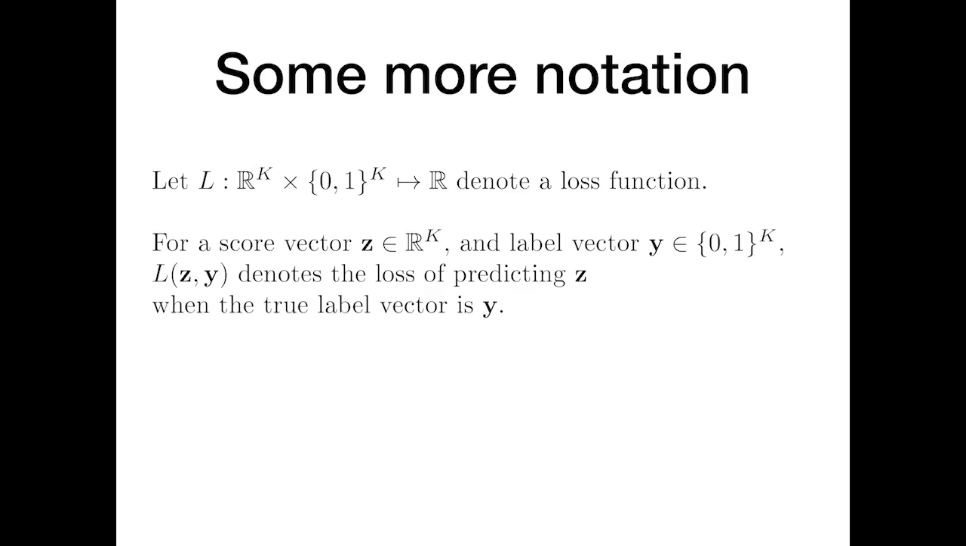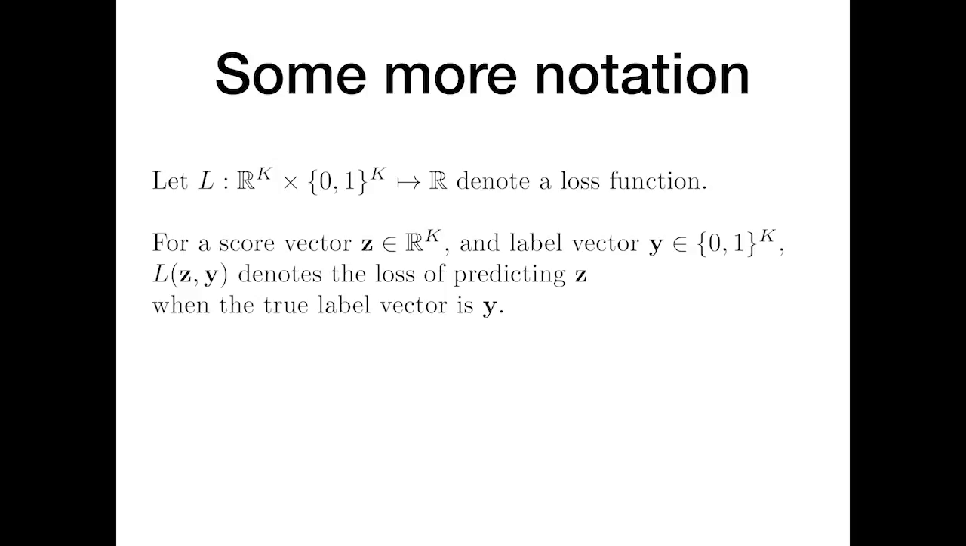So let me set up some notation before that. So L, capital L, is going to be a loss function. Okay, so its first argument is going to be the score vector, which remember is k real values, so it's a k-dimensional real-valued vector, and the second argument is a k-dimensional bit vector, right?